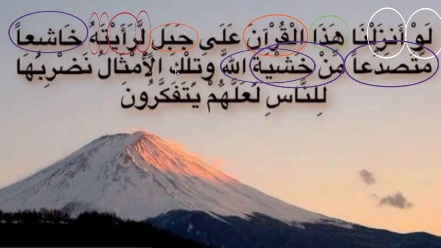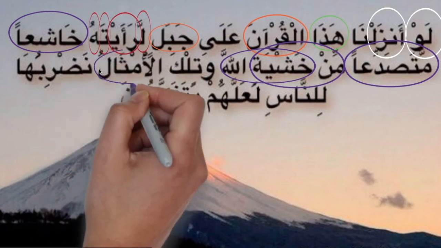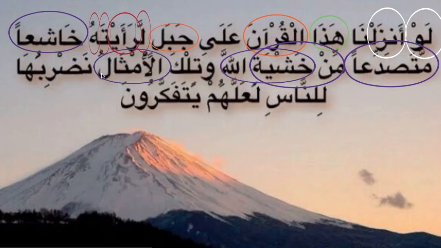Again, tilka is your ism al-ishara al-ba'id, coming as a mubtada. Amthal, because amthal is a jam' for mu'annath, so we have tilka. So these are the examples. In the sense, nadribuha. Daraba yadribu, to strike. So Allah is giving these examples which we strike. Linnasi, to all of mankind. So these are the type of examples Allah is giving to all the people, present, past, and future. لَعَلَّهُمْ يَتَفَكَّرُونَ.